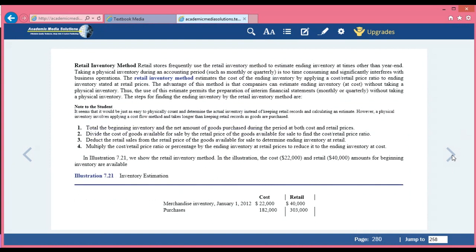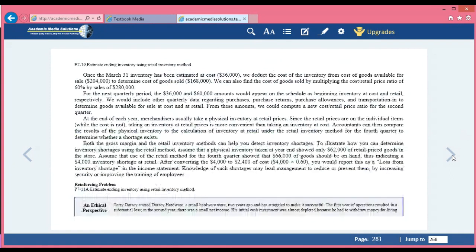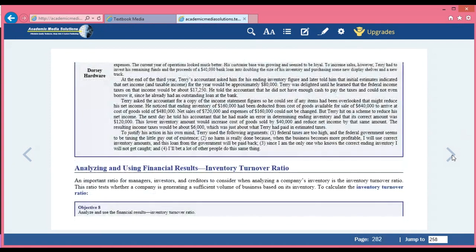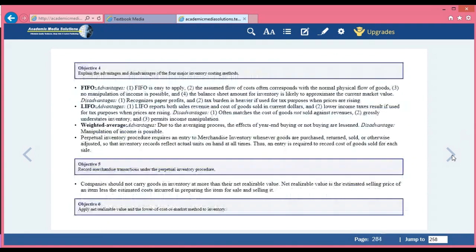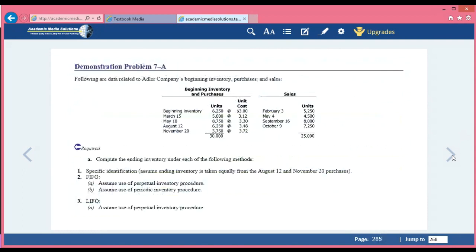We're not going to cover retail inventory method. We're not going to do analyzing and using financial results. We're not going to do that part. Okay, so I think I've eliminated about half the chapter for you anyway. So I hope that everybody will listen to this lecture, because if you don't, you're going to spend a lot of unnecessary time. We're going to just cover the very basics in this chapter.